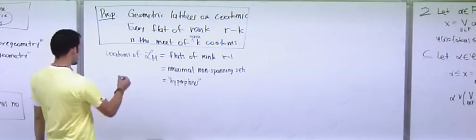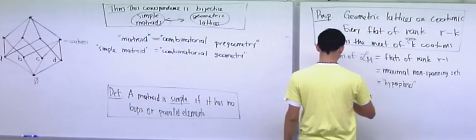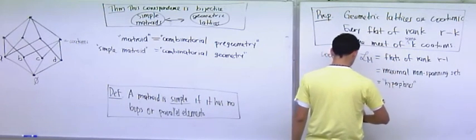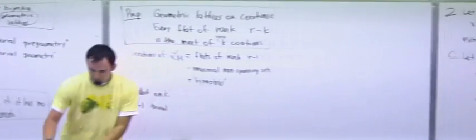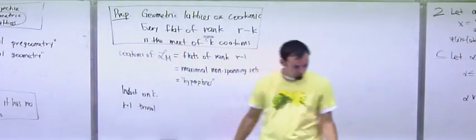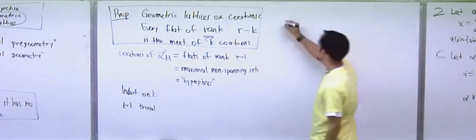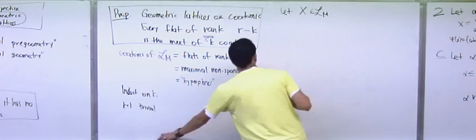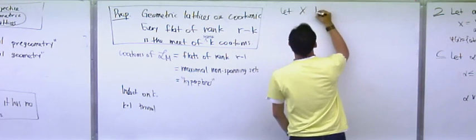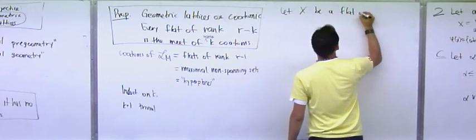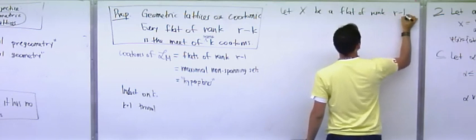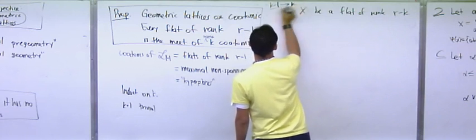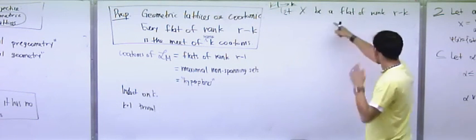Okay, so how do you do this? You induct. You induct on K, where K equals 1, as I said, is trivial, because every coatom is just a meet of itself. So now let X be a flat of rank R minus K. So what I'm going to do is assume it for K minus 1 and prove it for K. So X is a flat of rank R minus K.